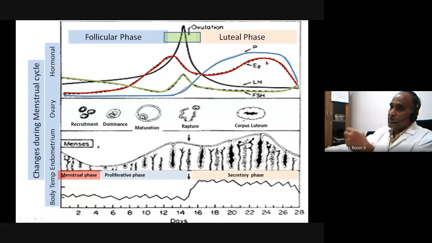Now let me tell you about other properties of the myometrium. The myometrium is the muscle layer of the uterus. Estrogen increases the contractility of the myometrium, the contractility of the myometrial cells. As it peaks here, the contractility is greater. And this contractility of the myometrium may be required for the movement of the spermatozoa.